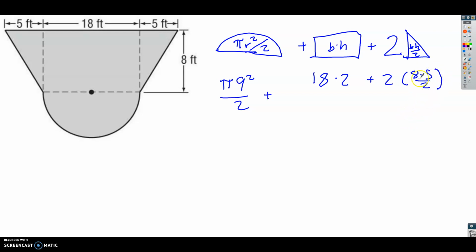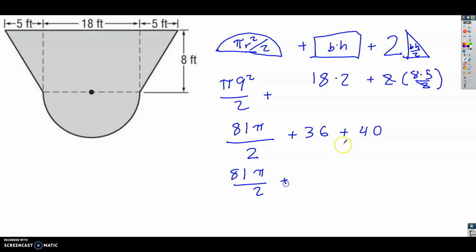Right. And if you were following along, you'll notice the 2's can cancel each other out. So I'm just going to go ahead and do that now. So I'm going to bring this down. So 9 squared is 81. And don't forget the pi. So it's 81 pi over 2 plus 144 plus 40. So if you wanted the exact answer for area, it would be 81 pi over 2 plus 76 feet squared.